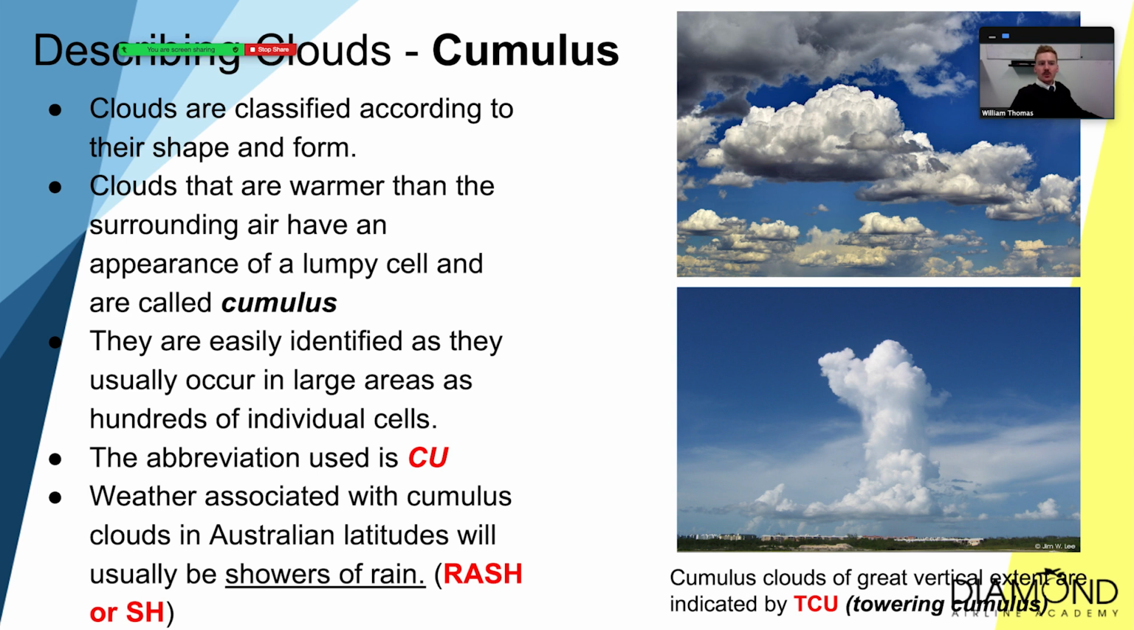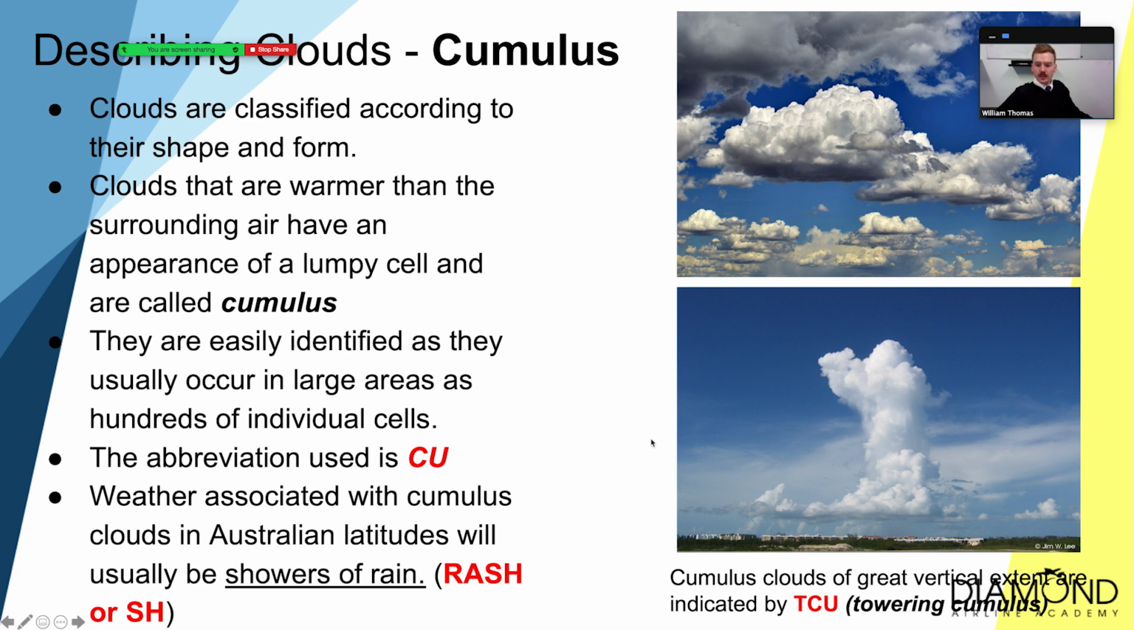Clouds that are warmer than the surrounding air have an appearance of a lumpy cell and are called cumulus. Those warmer clouds tend to rise as warmer air rises and cause those big, bubbly, fluffy tops, as you can see over on the right-hand side. So these are cumulus clouds. Easily identified, as they usually occur in large areas as hundreds of individual cells. The abbreviation used is CU, and weather associated with cumulus clouds in Australia is usually showers of rain.